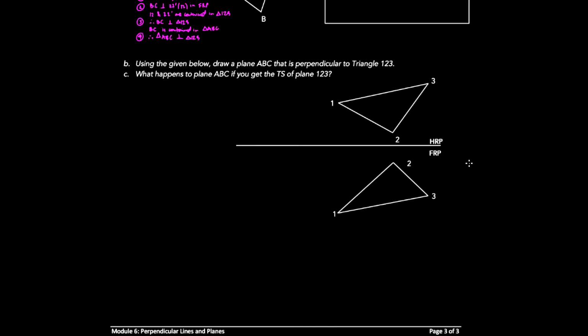Using the given plane below, draw a plane that is perpendicular to 1, 2, 3. And what happens to plane ABC if you get the true size of the plane 1, 2, 3? Okay, so ito na last na gagawin natin. Ito yung sinasabi ko no na instead of proving that one plane is perpendicular or one line is perpendicular, most of the time at least sa mga problems is instead of proving, gagawa ka ng plane that is given certain conditions. So try natin gumawa.